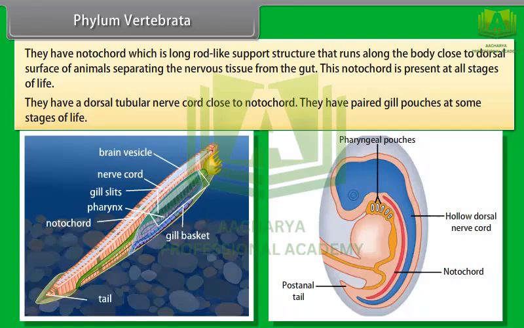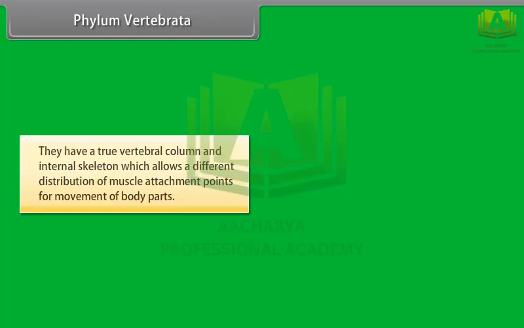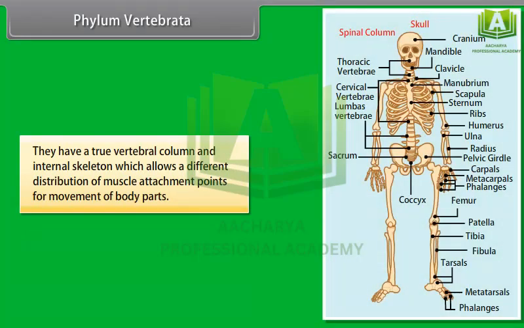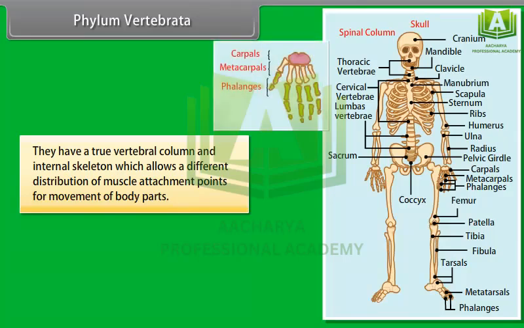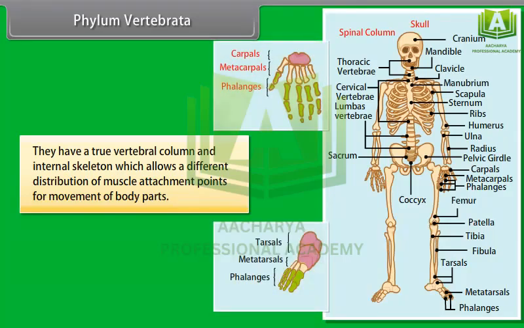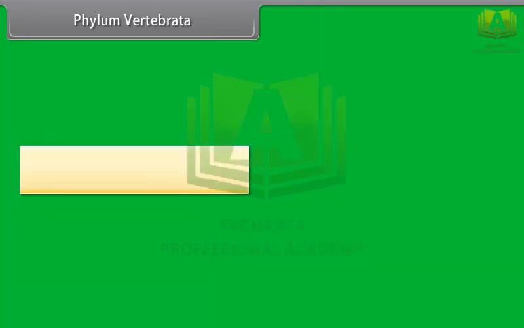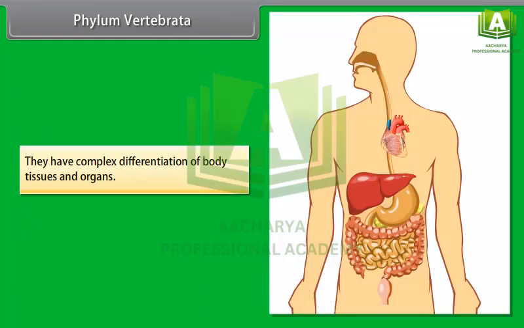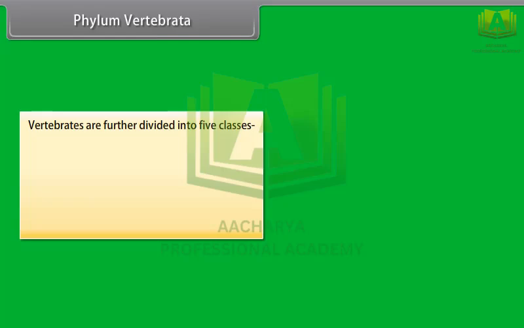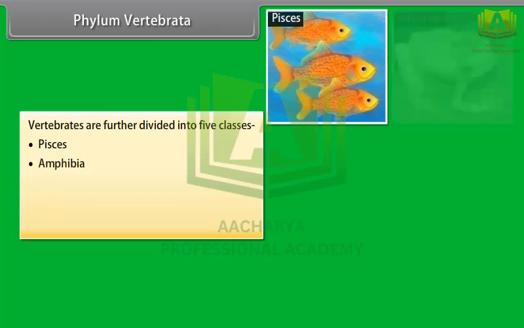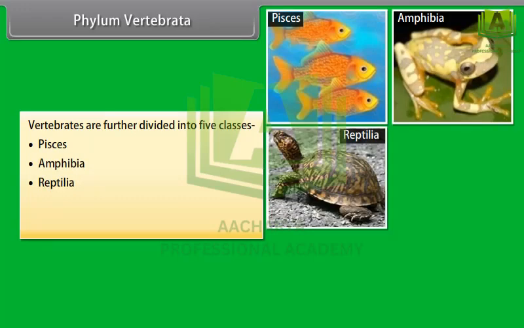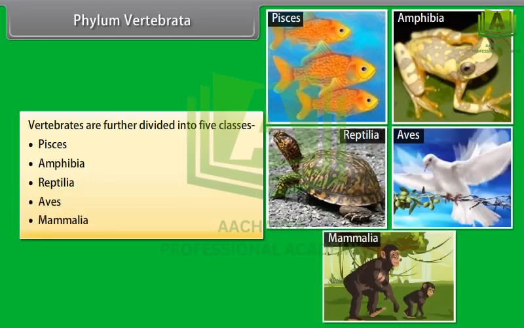They have paired gill pouches at some stages of life. They have a true vertebral column and internal skeleton, which allows a different distribution of muscle attachment points for movement of body parts. They have complex differentiation of body tissues and organs. Vertebrates are further divided into 5 classes: Pisces, Amphibia, Reptilia, Aves, Mammalia.